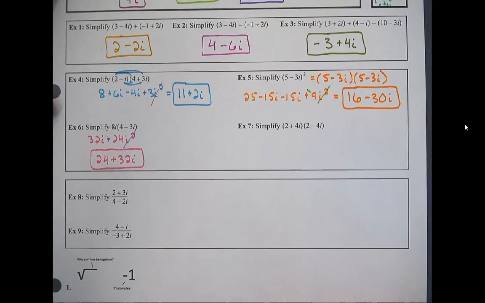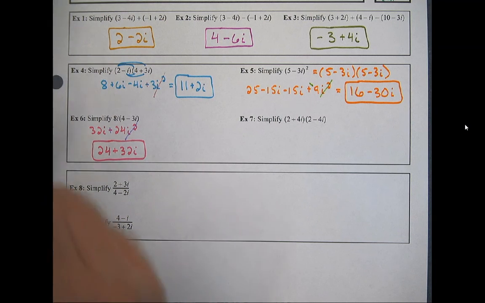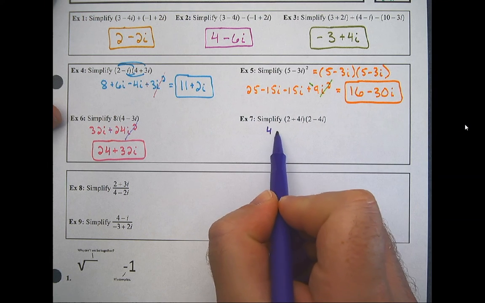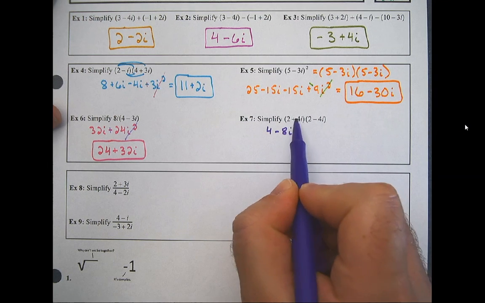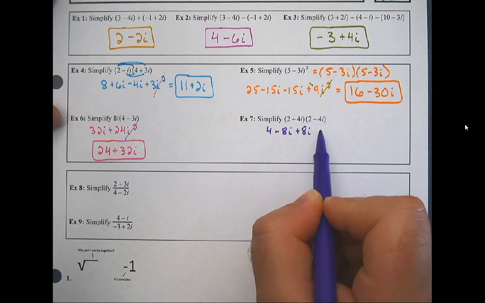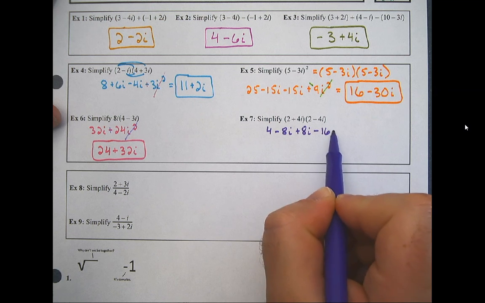And then example 7, I'm going to start distributing again. Something interesting happens with these. So 2 times 2 is 4. 2 times negative 4i is negative 8i. 4i times 2 is positive 8i. Positive times a negative is a negative. 4i times 4i, that's 16, and i times i is i squared.